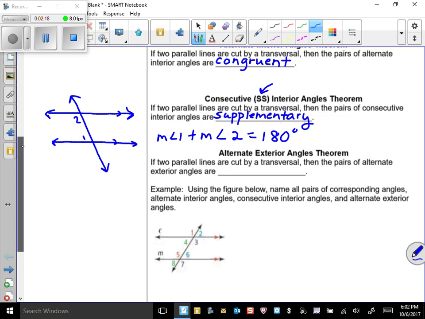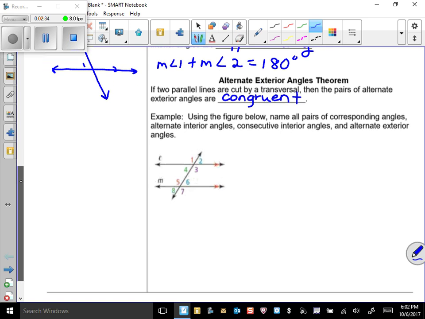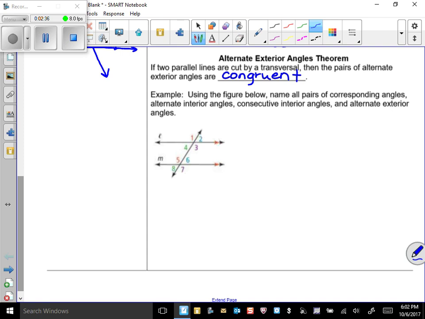All right. And finally, alternate exterior angles will be congruent, just like corresponding angles and just like alternate interior angles. If parallel lines are cut by a transversal, then the pairs of alternate exterior angles are congruent. All right, let's do some practice. Using the figure below, name all pairs of corresponding angles. Oh, well, we kind of did this in the last lesson. So quickly, let's do corresponding.